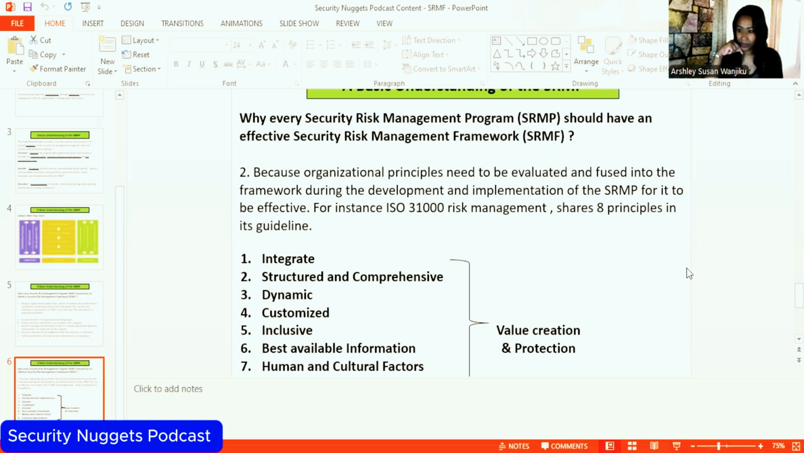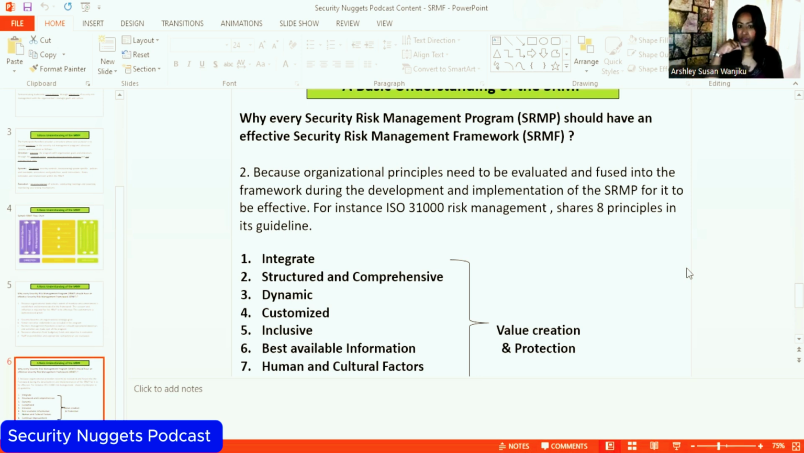Again, inclusive. It's another important principle that needs to be fused into the framework, okay? We need to include all relevant stakeholders. We need to include everybody, okay? Now, the principle of inclusivity is very important, and it makes a security risk management program structure stand out compared to a traditional security management structure. Because remember, in a traditional security management structure, the security department works in isolation. They work alone. When it comes to security matters, they don't involve other employees in the organization working in other business functions. They work alone, right?